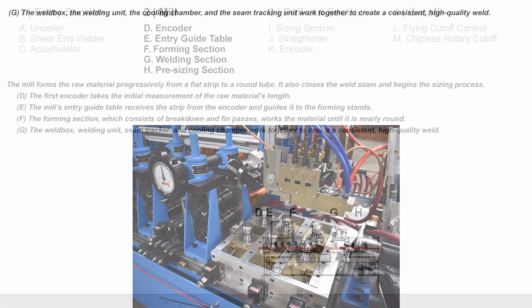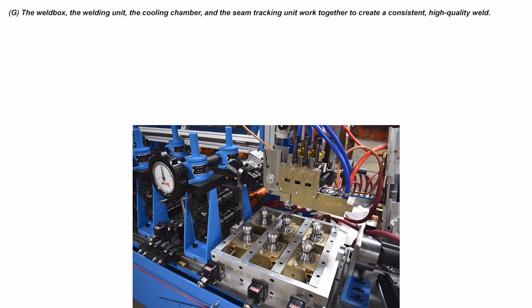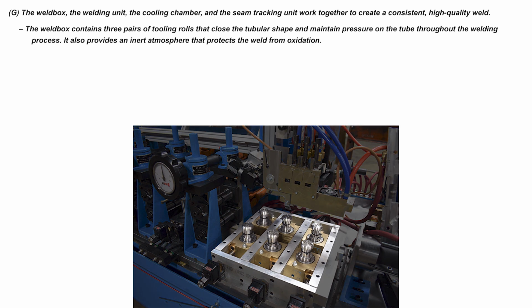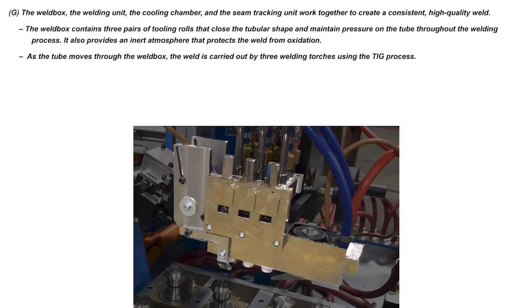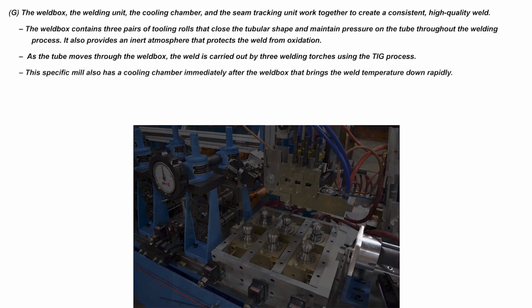weld. The weld box contains 3 pairs of tooling rolls that close the tubular shape and maintain pressure on the tube throughout the welding process. It also provides an inert atmosphere that protects the weld from oxidation. As the tube moves through the weld box, the weld is carried out by 3 torches using the TIG process. This specific mill also has a cooling chamber immediately after the weld box that brings the weld temperature down rapidly.